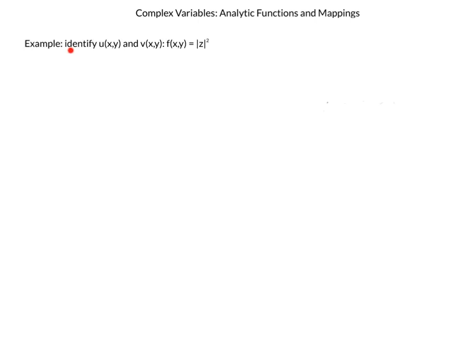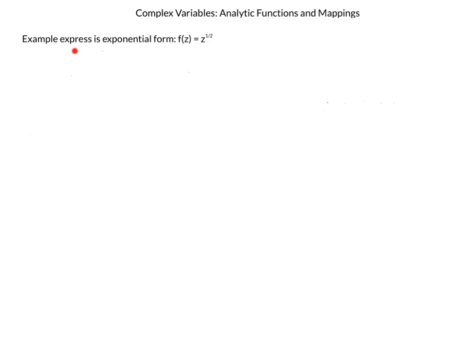This first example is to identify u of xy and v of xy if f of z is equal to modulo z squared. First, we're going to write out modulo z, which is square root of x squared plus y squared. And now if we want to square that, that would be squared. So we get x squared plus y squared. So u of xy is x squared plus y squared. And there's no imaginary part by the time you're done with modulo. Modulo is, after all, a distance. So v of xy is equal to 0.